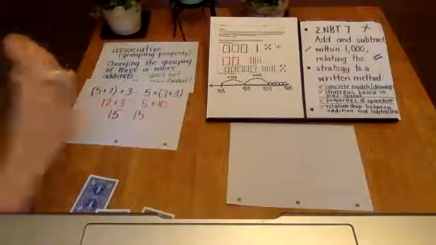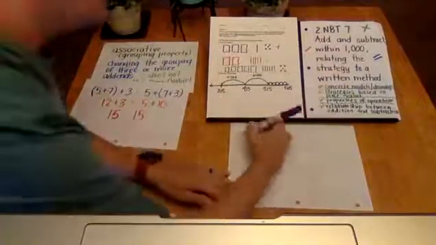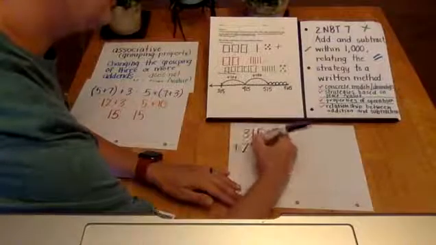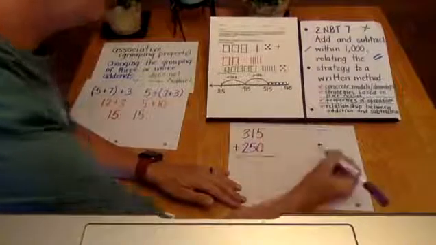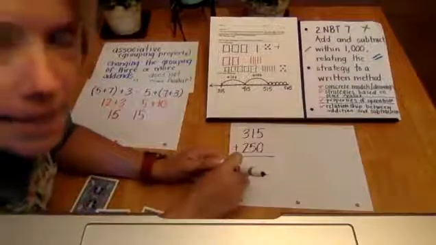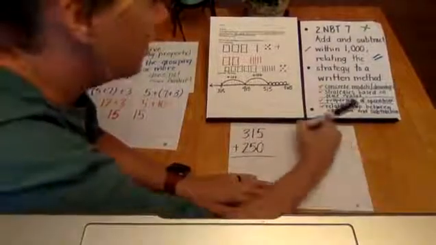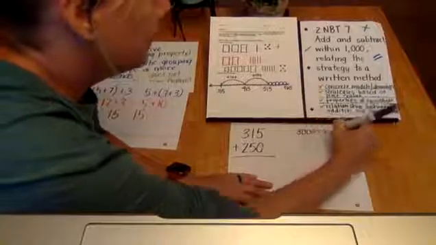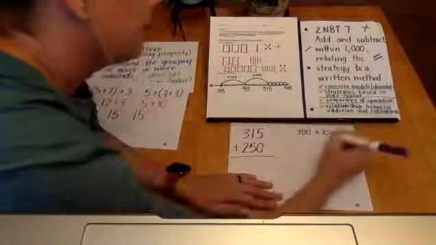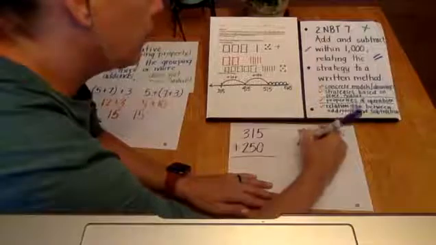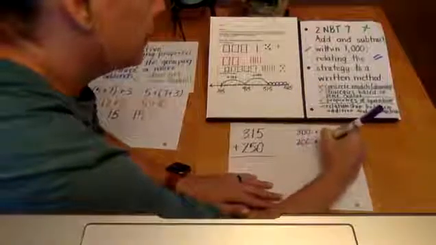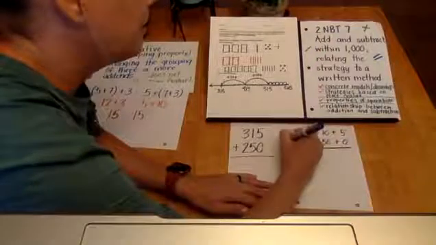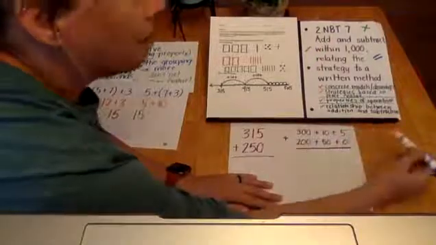So I've got 315 plus 250. Okay, so I can do this based on place value. I can say 300 plus 10 plus 5 and 200 plus 50 plus 0. I can do it this way too. And this helps me to see my place value.